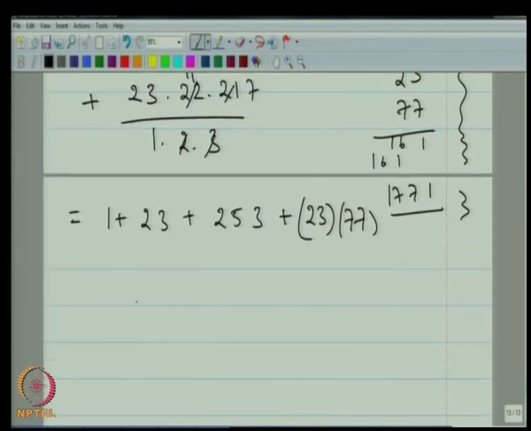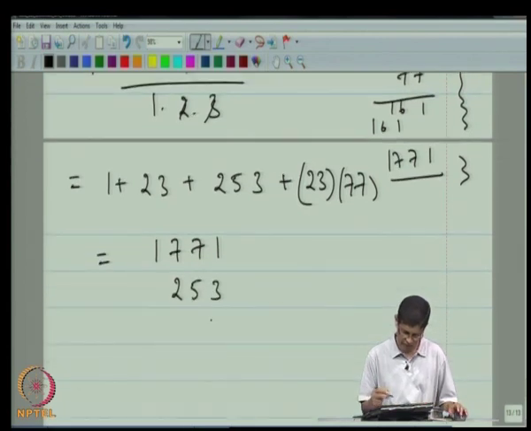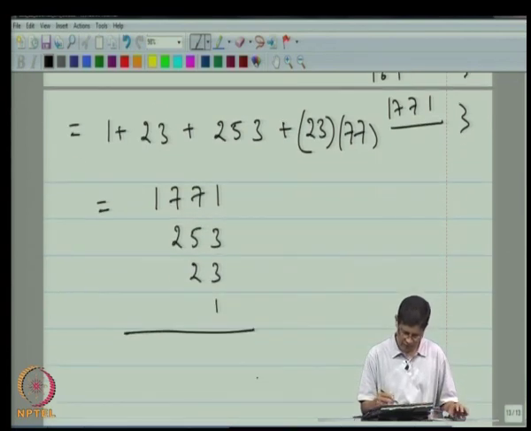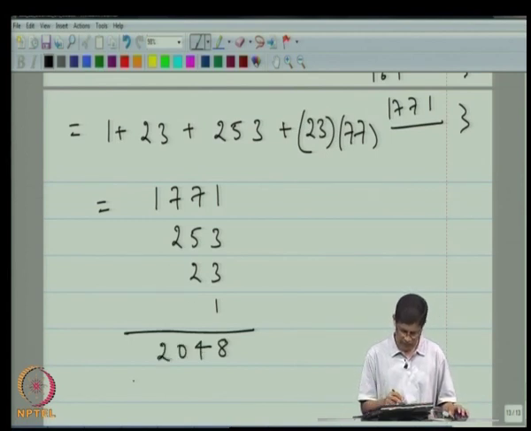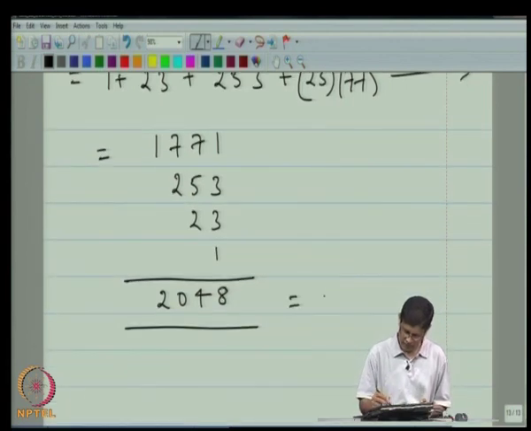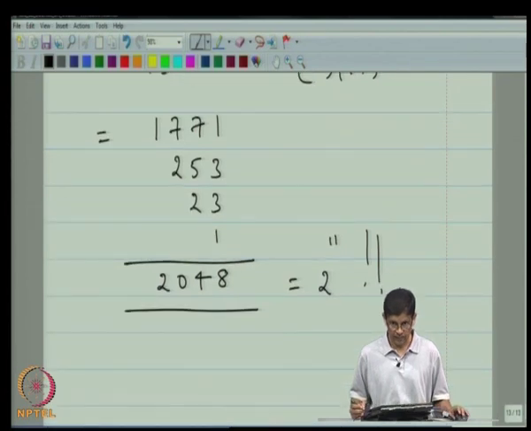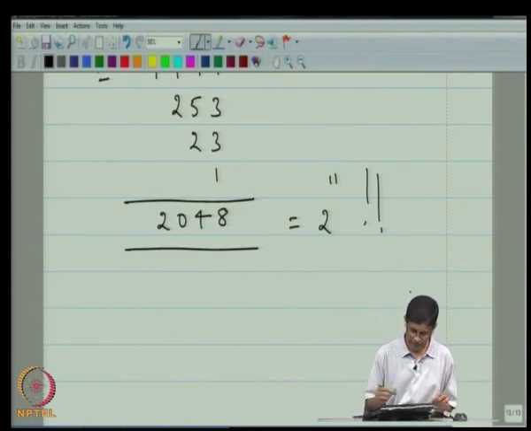So, this is therefore 1771 plus 253 plus 23 plus 1. If you add it, you get 2048, and this is precisely 2 to the 11. So, that was his discovery, and that led him to consider the possibility that a code with such parameters exists.